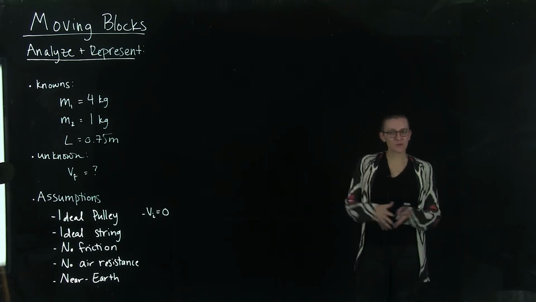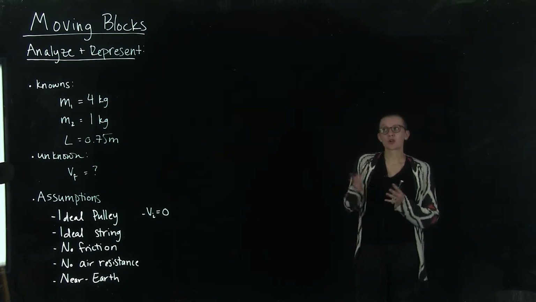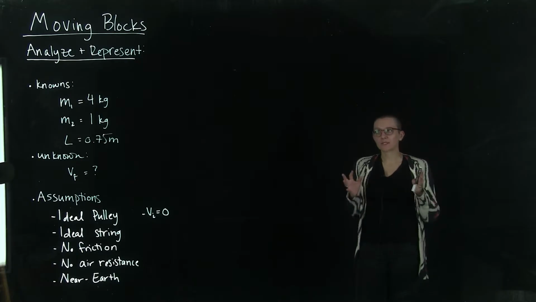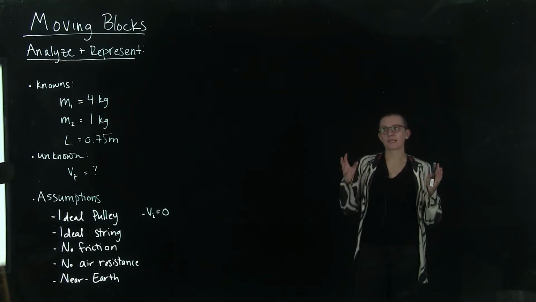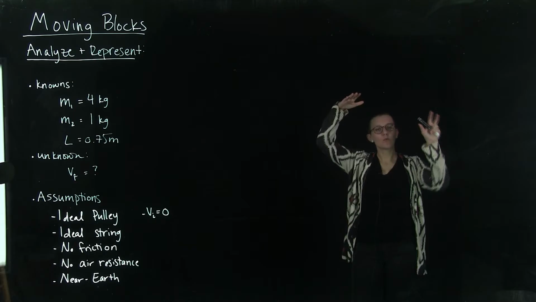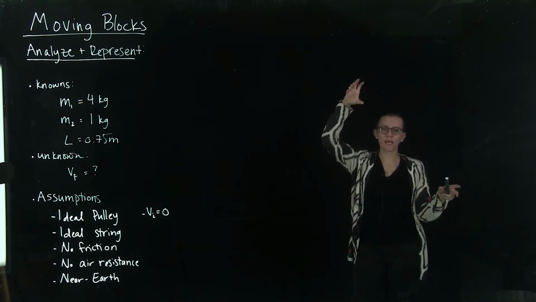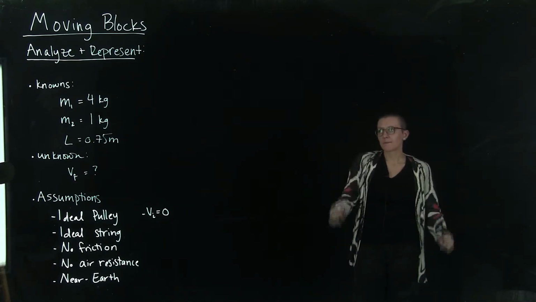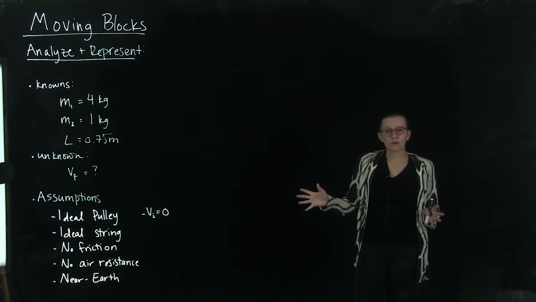All right, so we're going to do this moving blocks activity together. We're starting with the analyze and represent. So we have the situation where you have two blocks connected by a string over a pulley. One block is falling, one block is sitting on the table, and they're both going to be moving together. We're starting with the understand and plan part.